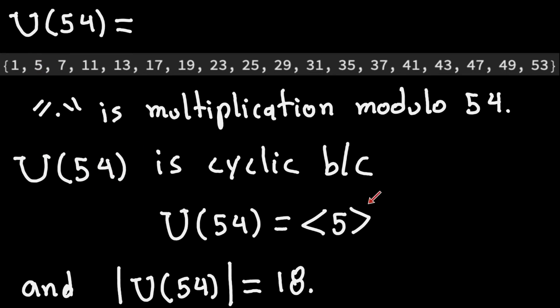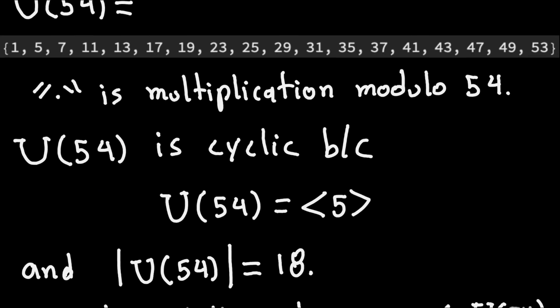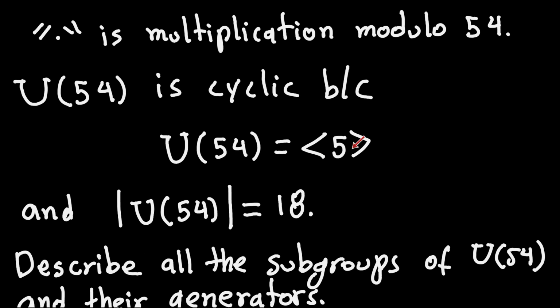Now, how do you check that? Well, you take powers of this element and realize that all the powers of 5, modulo 54, give you the whole list that is here. Because the order of an element here is the same as the order of the group, and this set has 18 elements, the element 5 has order 18.